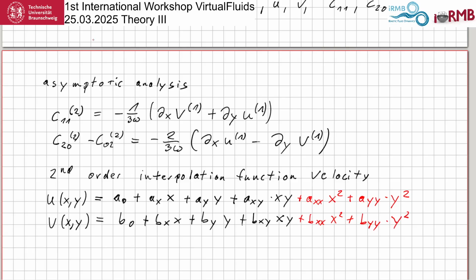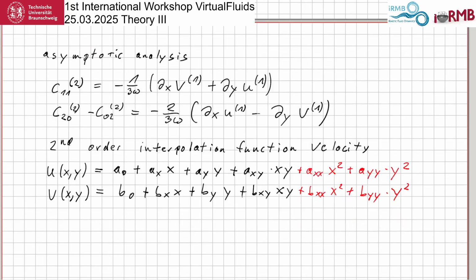And then in addition to this, we also need the rho, and because I want to make it compatible with what we do in VirtualFluids, where we have the c for the last velocity component, and we have the pressure we call d. So we have d0 plus dx times x plus dy times y plus dxy times xy, and this is bilinear.